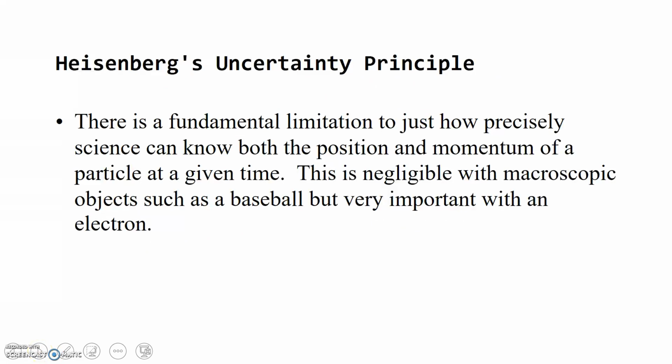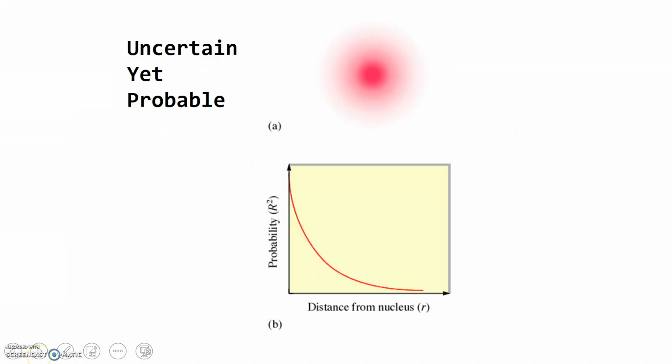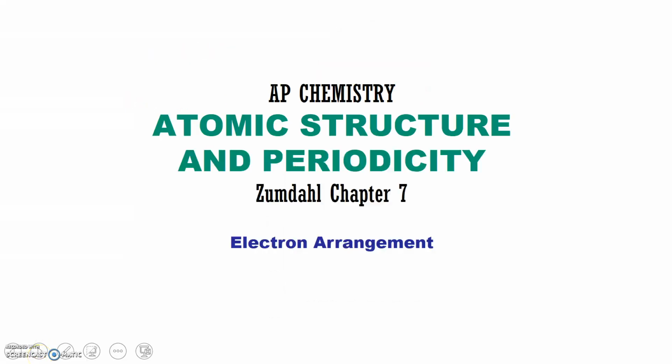So this goes into Heisenberg's principle, that it's impossible to know both the position and the momentum of a particle in a given time. It's negligible in things you can hold and see, but it's important with things like an electron. And although uncertainty is assured, there's a 90% probability of finding an electron in that space. It's not a container. Without the electron, there is no orbital. So here's that graphic where there's a probability of finding an electron versus distance from the nucleus, and there's that uncertain dot. And that's it.